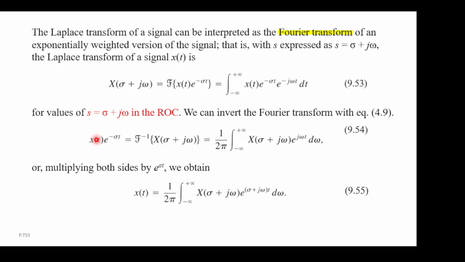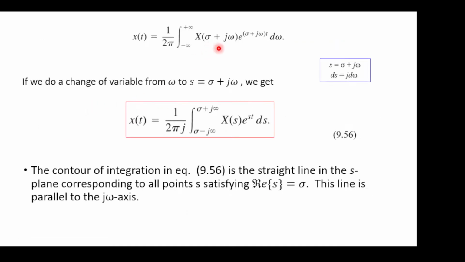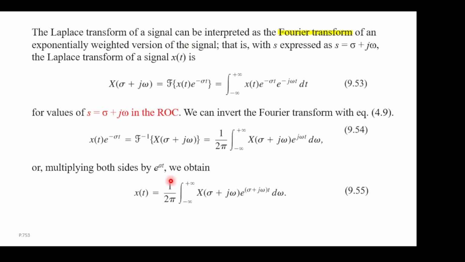Then you can find x of t by just moving e to the minus sigma t to the other side. You multiply e to the sigma t on both sides, and you get your inverse Laplace transform: x of t is 1 over 2 pi, integral d omega from minus infinity to plus infinity, of your big X times e to the sigma plus j omega t. But this doesn't work for every sigma. Remember, your sigma needs to be in your ROC. This is important. So this is the equation we have.